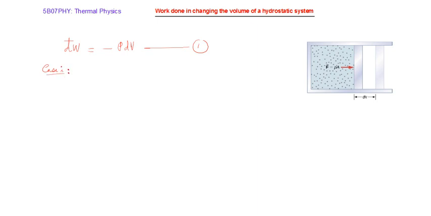So case 1, and this is quite an interesting thing regarding sign conventions. Case 1, if compression happens, if the system is compressed, of course we have taken the case of compression. Okay, let me write like this. If the system is compressed, right? Now if the system is compressed, let us think about what is dv.